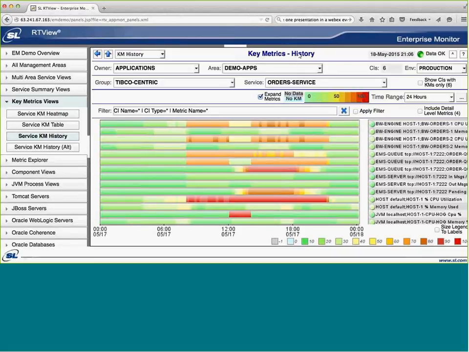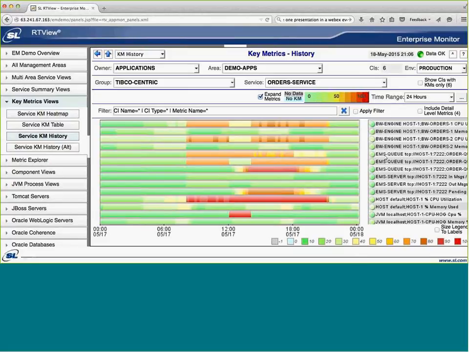Very useful view. This is the key metrics view. Remember how I said it's very important to understand that EMS is part of a larger flow, and so to be able to understand the dependencies for EMS.